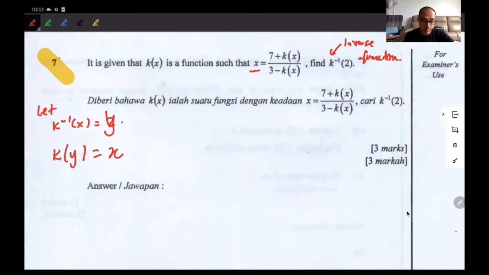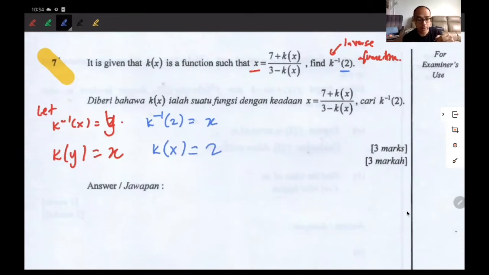Now let me do the same thing again, except that I have these two. So k negative 1 of 2 equals x. I'm going to call this x. Okay. Therefore, k of x equals 2. Do you see that? Okay. k of x equals 2. If I have k negative 1 of 2 equals x, therefore k of x equals 2.